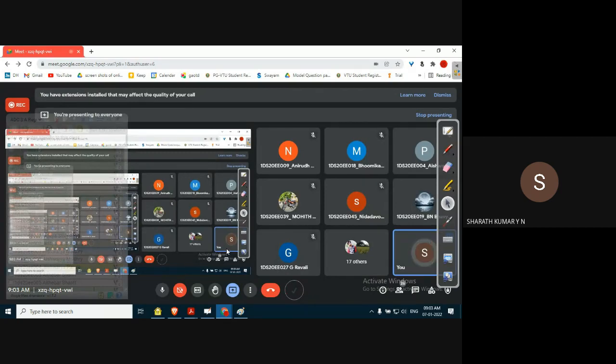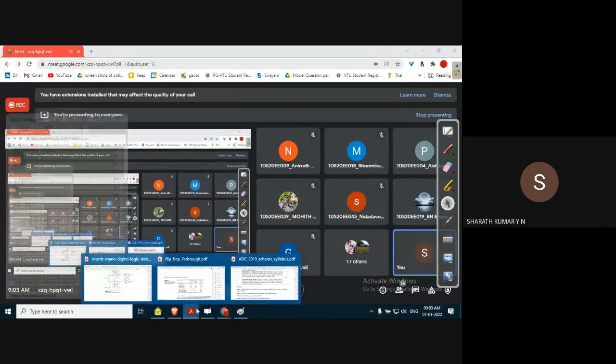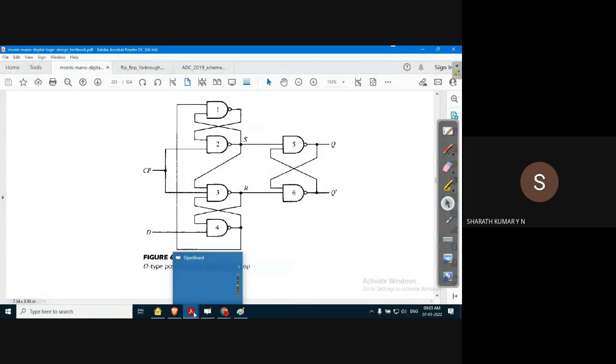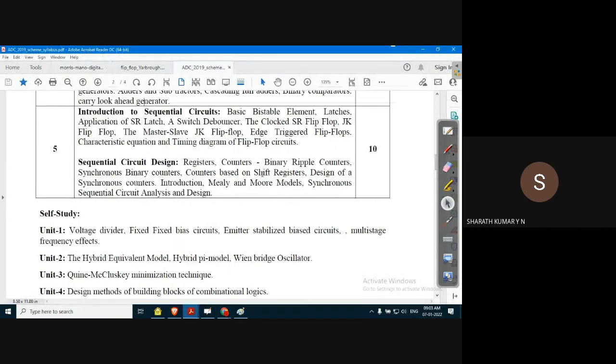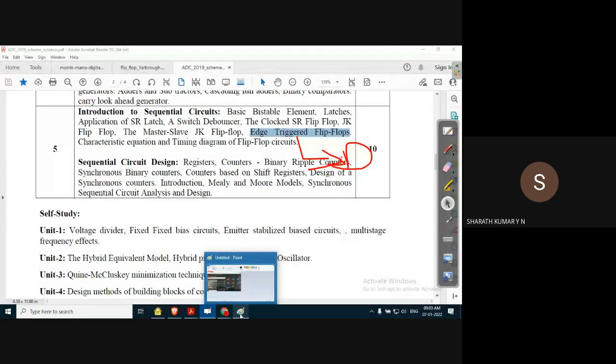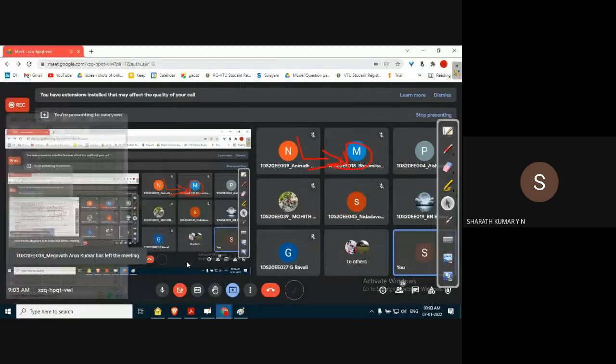Okay, so let us start our discussion. Last class we covered edge triggering. Of course, it's specified in the syllabus that in this we are discussing edge triggered only for the D flip flop. Why only D? Why not the JK flip flop or the RS flip flop?